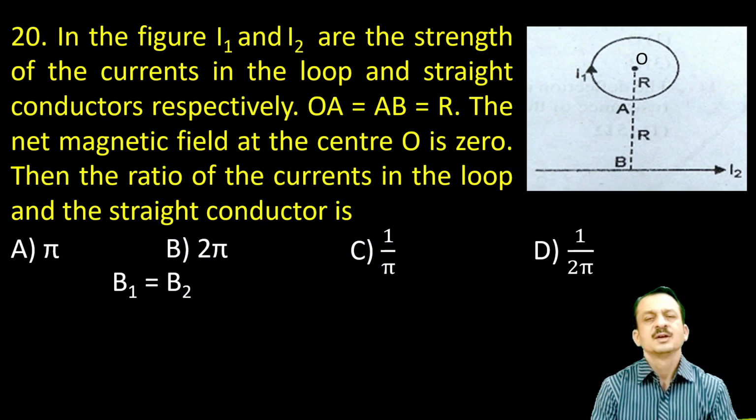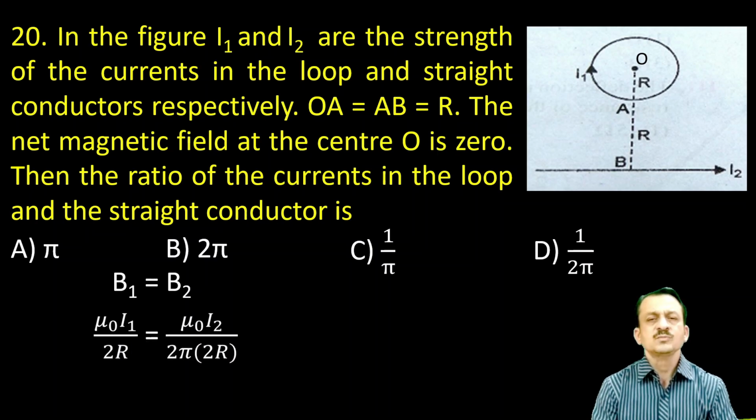Now what is B1? The magnetic field due to a circular loop is given by mu naught I1 divided by 2R, and magnetic field B2, due to a straight conductor, is mu naught I2 divided by 2 pi R. What is R? It is the total distance. Now the total distance is R plus R, that is 2R. Should remember that one. Now simplifying this, mu naught cancels, 2 cancels, and R cancels. Then what is the ratio of the currents? I1 by I2 is equal to 1 by 2 pi. Hence D is the right answer here.